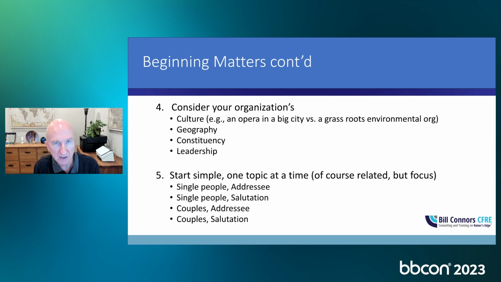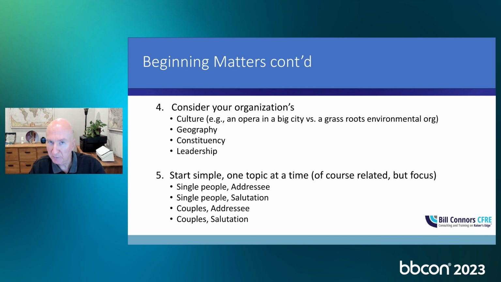So we're just going to start with an unmarried single person, just their addressee. And we're going to get that figured out for our organization. And then once we know what our addressees should be for single people that are not yet in our database that we would be adding new, then we'll move on to the single people new to our database and what their salutation should be, etc.